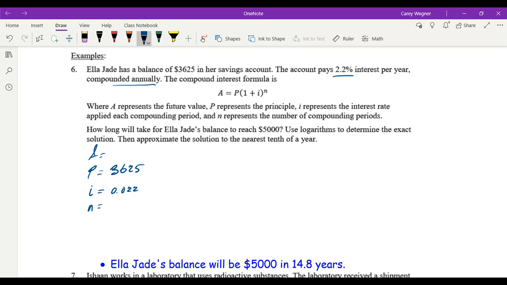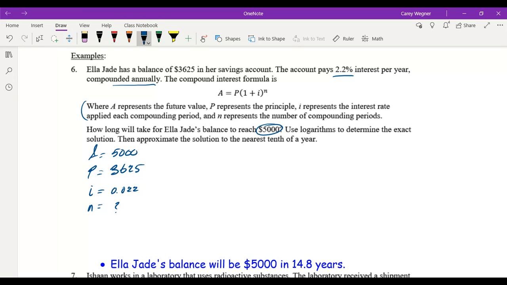A represents the future value. That summary is in this sentence here. We want to know how long it's going to take for Ella's balance to reach $5,000. So that's our future amount of $5,000. We want to know how long it will take, so we want to solve for this n value.